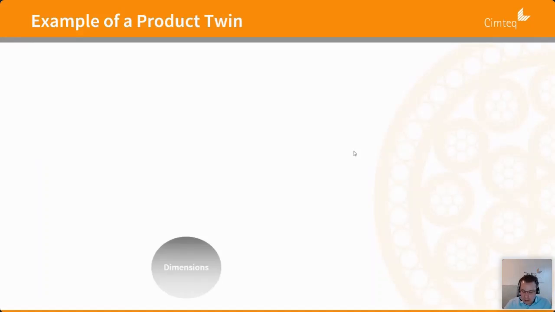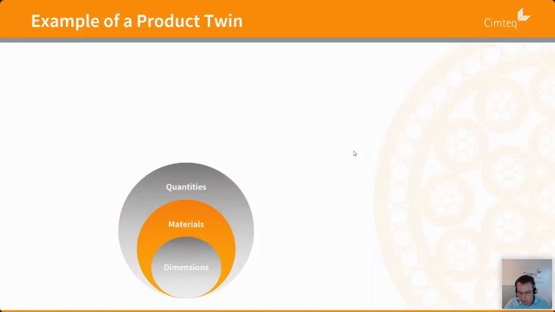a product twin is basically a database that contains the dimensions of your cable, like your diameter, your wall thickness, etc. That would be very simple, and I wouldn't classify that as a twin yet because it's not a full picture of the product. So the model goes on. You add layers to it. To accurately describe a cable, you also need the materials it's made from, plus the quantities that are needed to make it.